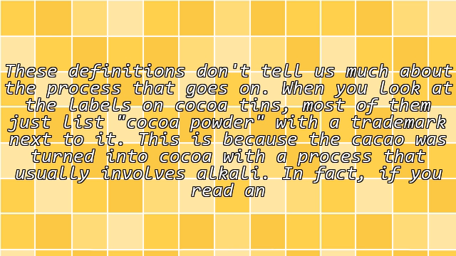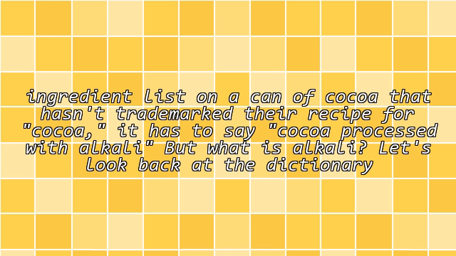When you look at the labels on cocoa tins, most of them just list cocoa powder with a trademark next to it. This is because the cacao was turned into cocoa with a process that usually involves alkali. In fact, if you read an ingredient list on a can of cocoa that hasn't trademarked their recipe, it has to say cocoa processed with alkali. But what is alkali? Let's look back at the dictionary.